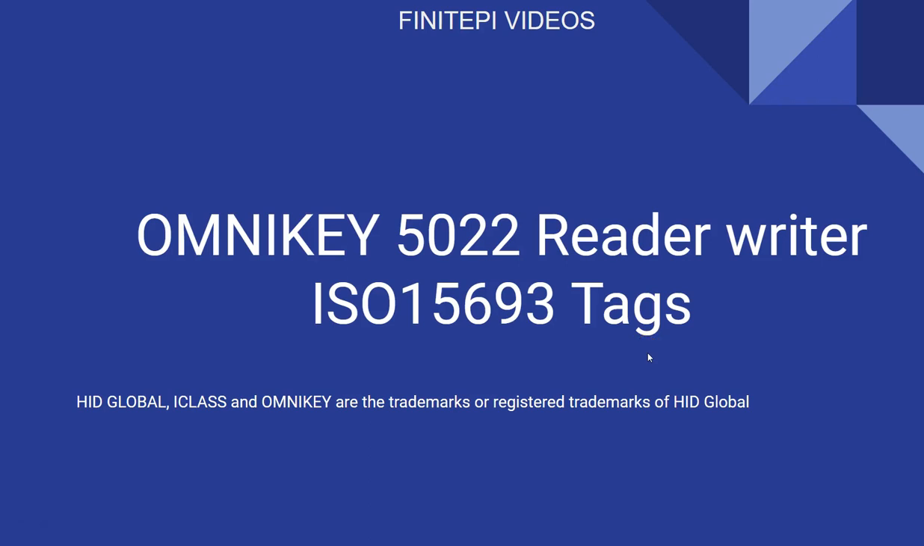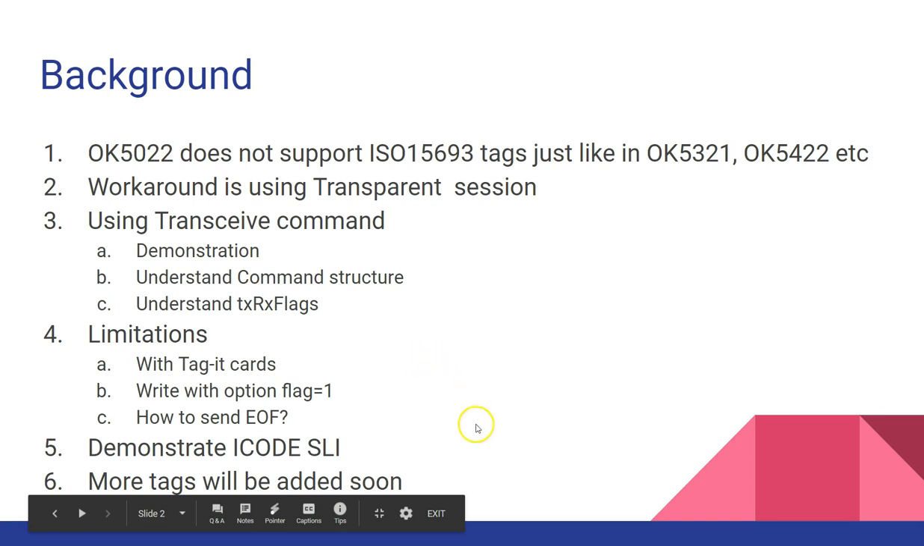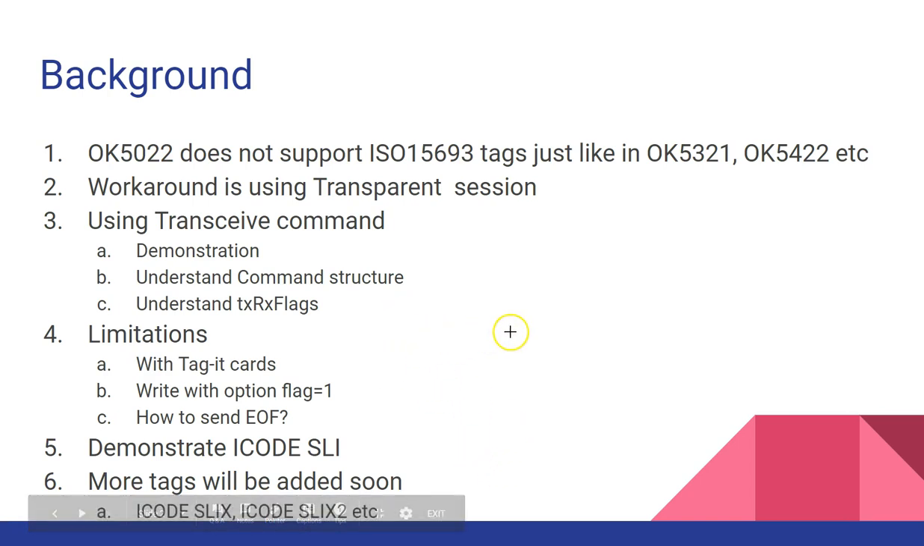This is DC here. In this video, I'm going to show you how to use the OMNIKEY 5022 reader writer with ISO15693 tags. Now, this is some important information about the OMNIKEY 5022 reader writer.